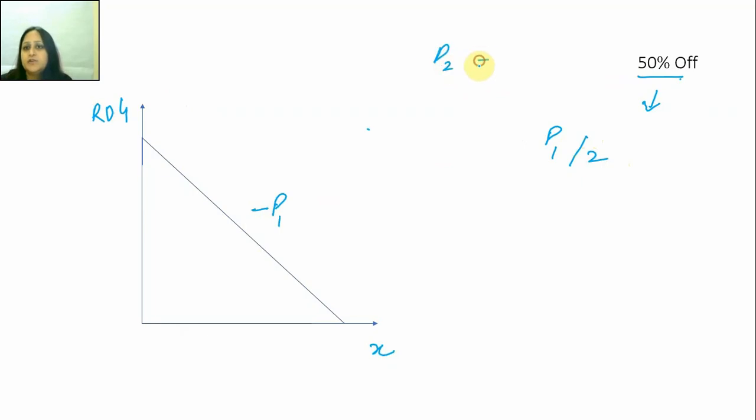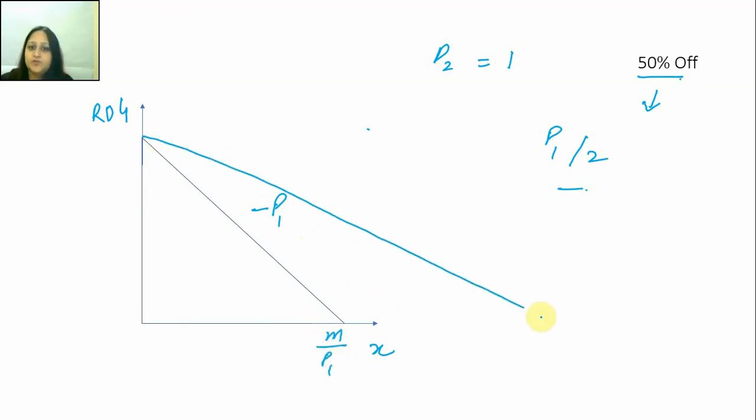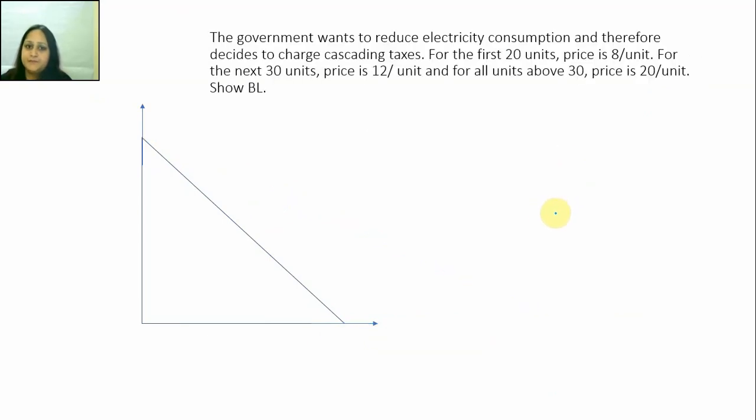Taking the concept of numerator, P2 was 1. So therefore my slope was minus P1. Now the slope becomes minus P1 by 2. Earlier we had M by P1. Now this will just move outward and become 2M by P1, right? The same thing as we did in the last case.